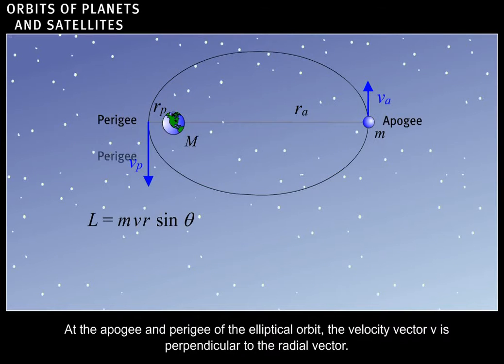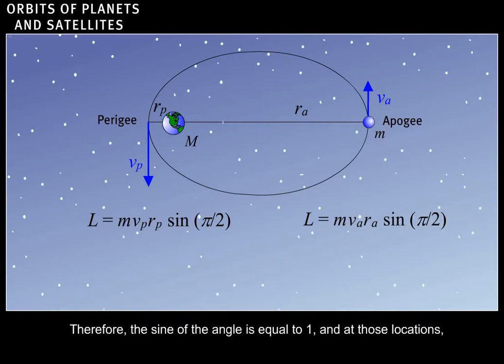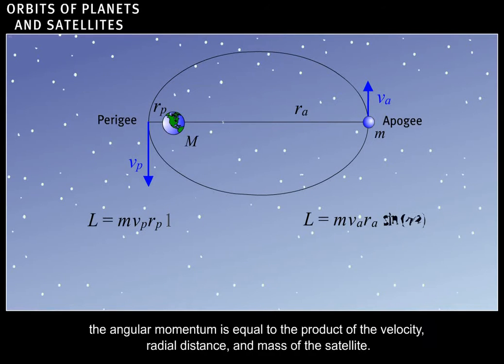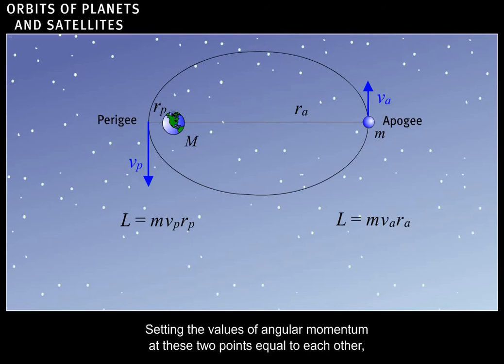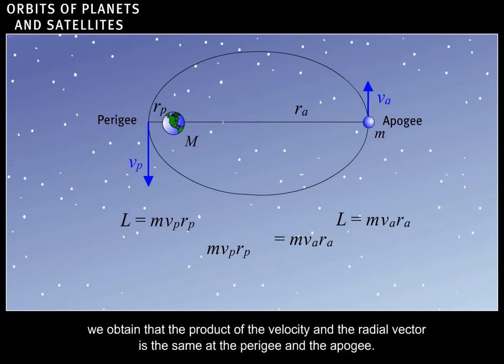At the apogee and perigee of the elliptical orbit, the velocity vector v is perpendicular to the radial vector. Therefore, the sine of the angle is equal to 1, and at those locations, the angular momentum is equal to the product of the velocity, radial distance, and mass of the satellite. Setting the values of angular momentum at these 2 points equal to each other, we obtain that the product of the velocity and the radial vector is the same at the perigee and the apogee.